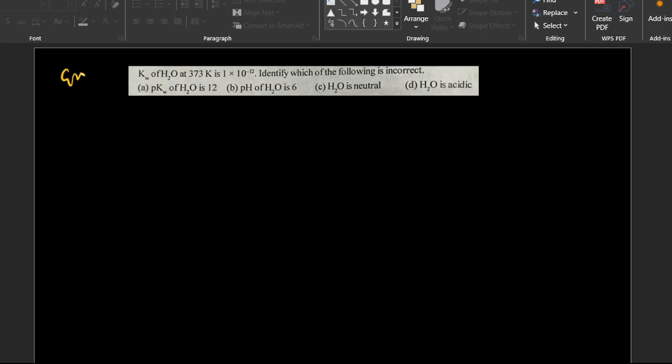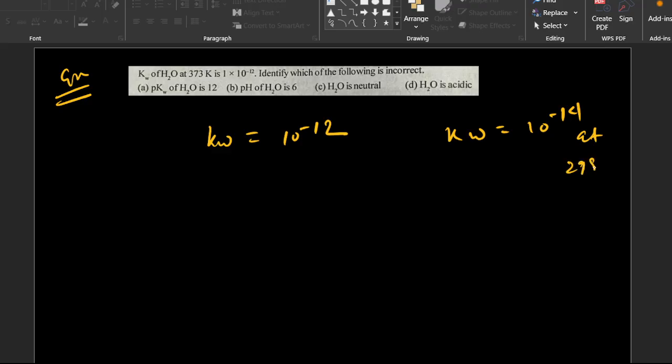Yes. So what is Kw of water at 373 Kelvin? 1 into 10 raised to minus 12. Identify which of the following is incorrect. So they say that Kw is 10 raised to minus 12. We generally say Kw is 10 raised to minus 14. This is at 298 Kelvin or 25 degrees centigrade.